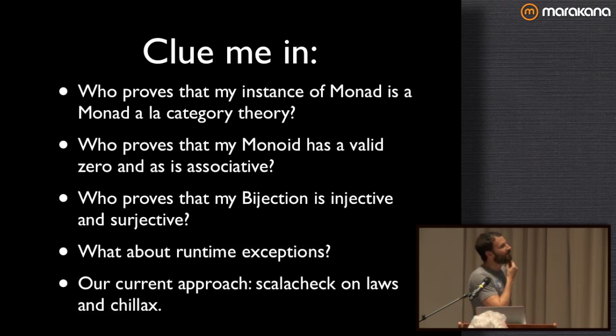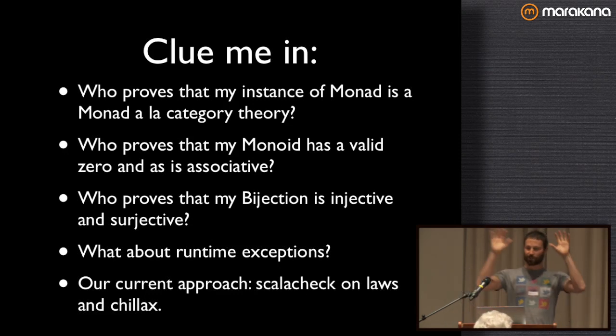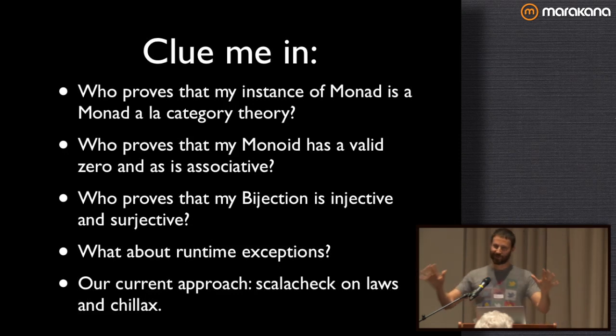Same thing with the monolith. Who proves your bijection is injective and surjective? And what about runtime exceptions? They're not going anywhere. You're going to get out of memory. You're going to call some library and they're going to throw some runtime exception you didn't know they were going to call. You have to deal with it. I don't remember any of that from any of my real analysis classes. That does not seem at all like mathematics to me. So our approach is, look, we write some laws we want our code to follow, we write some ScalaCheck for it, and we chillax. Don't worry about it. It's not that big a deal, man.